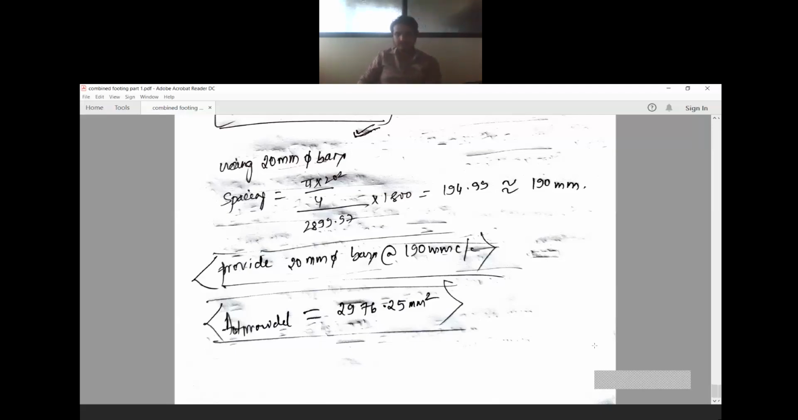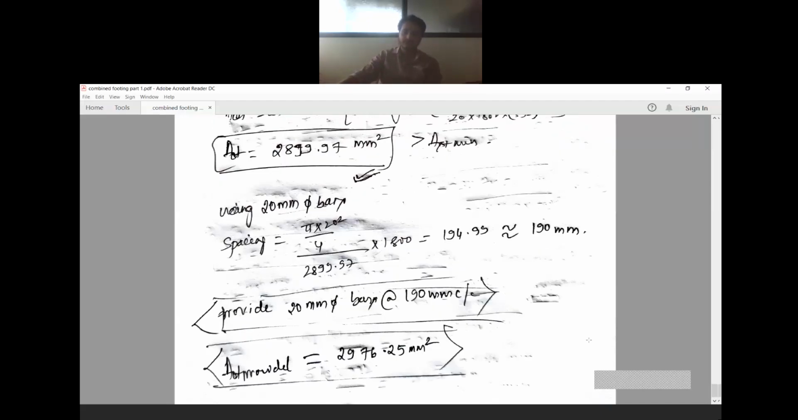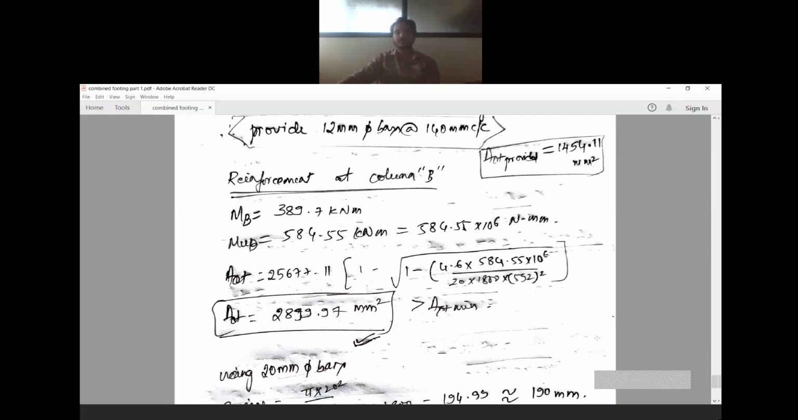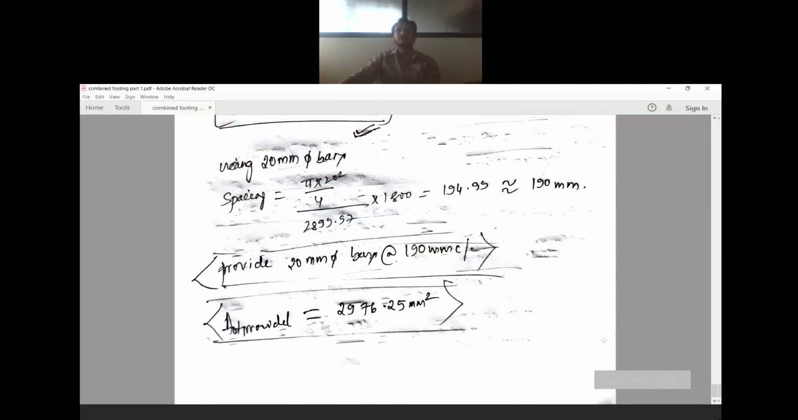So after calculating all these things, next we have to check for shear reinforcement. Previously, in the previous steps, we have already calculated the punching shear parameter. Punching shear we can also call two-way shear, whereas regular shear force we can call one-way shear. So we have to calculate the one-way shear and two-way shear.